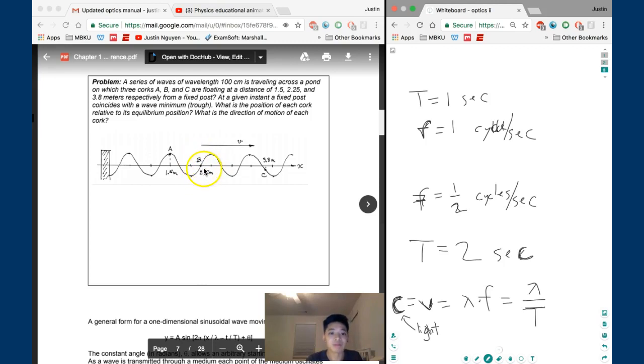Well, actually, no, forget I said all that. B can move up and down when the wave propagates from left to right. And then same with C.